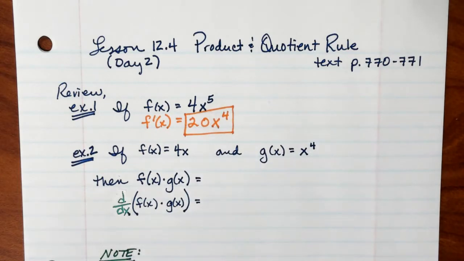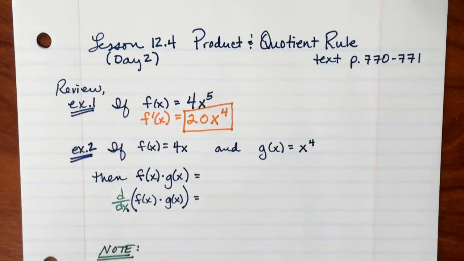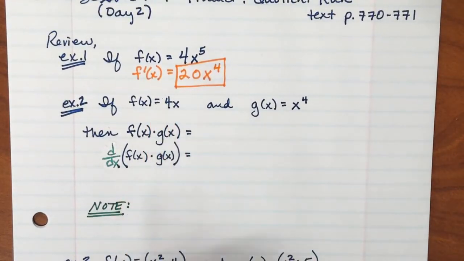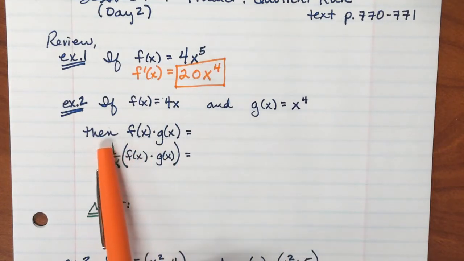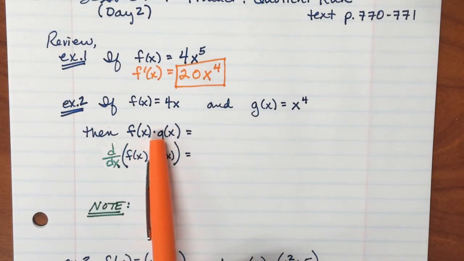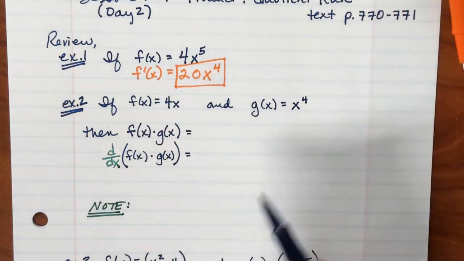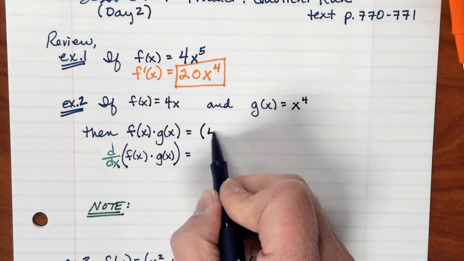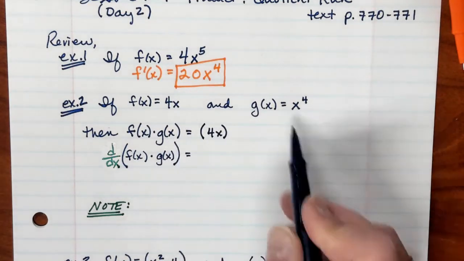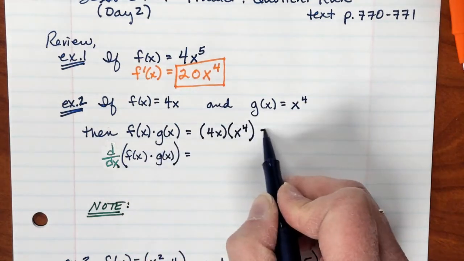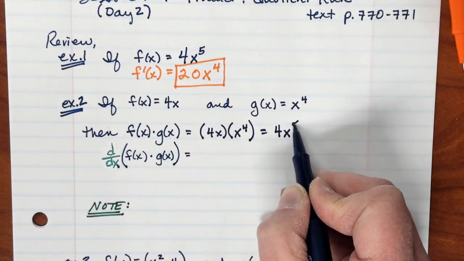Now let's introduce another function. So we have almost like a composite. We have function f that's 4x and g of x that's x to the 4th. I'd like you to find the product of function f and function g. So we're going to take function f, which is 4x, function g, which is x to the 4th. We want the product, which is 4x to the 5th.